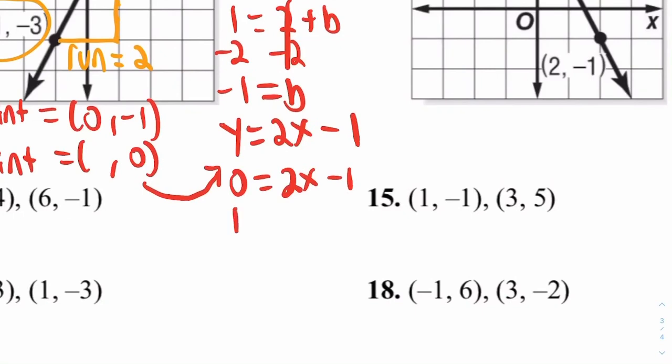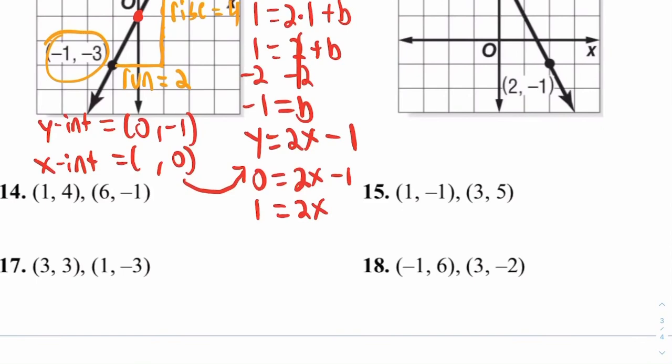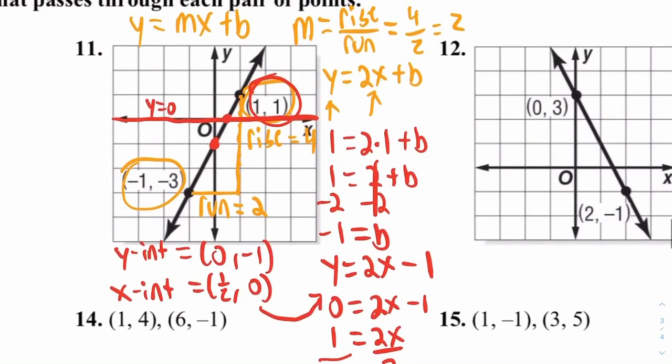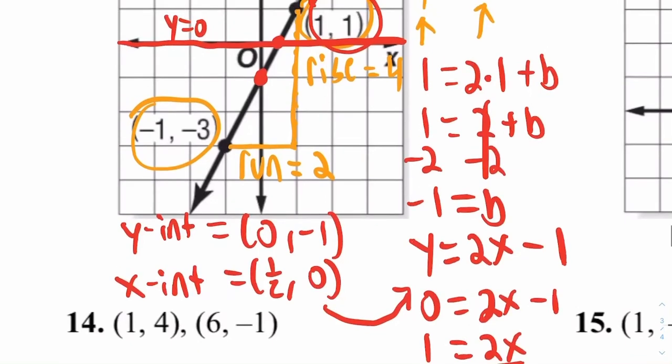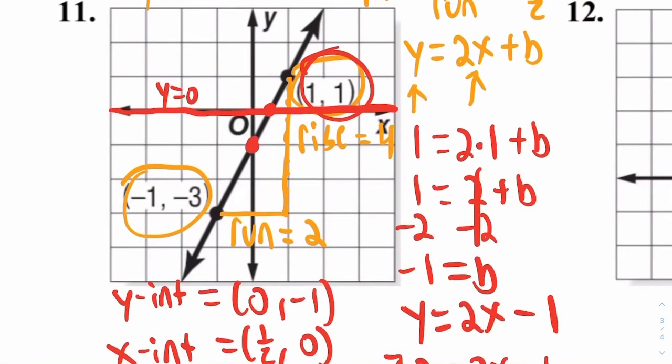Let's move the 1 to the left by adding it. 1 is equal to 2x, and then let's divide by 2. x equals 1/2. Let's fill it into the ordered pair. And then we said 1/2 comma 0 is the x-intercept, and I agree with that based off of the graph. It sure looks like x is 1/2 when y is 0.